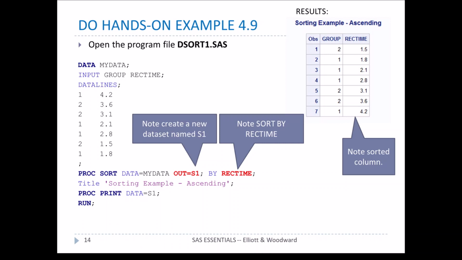And then notice in PROC PRINT, now we're going to print S1. And there are the results over at the right. And notice the sorted column where rectime goes from smallest to largest.